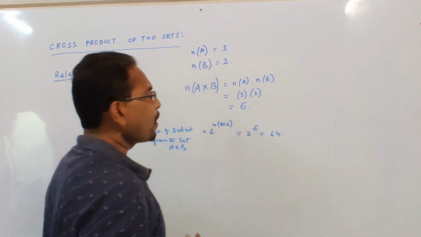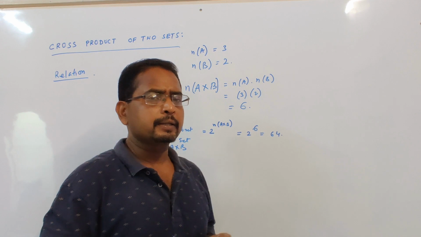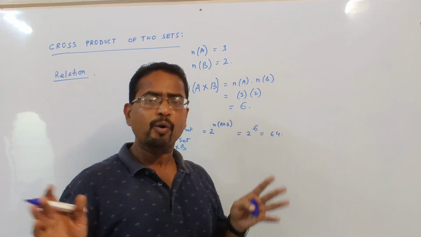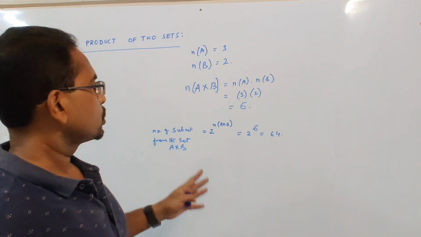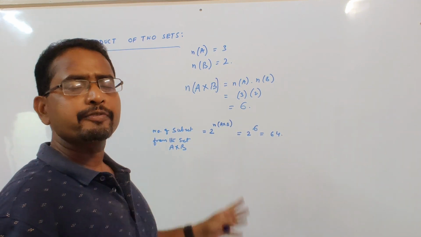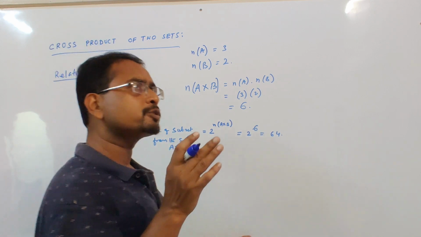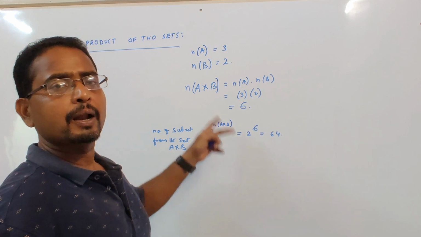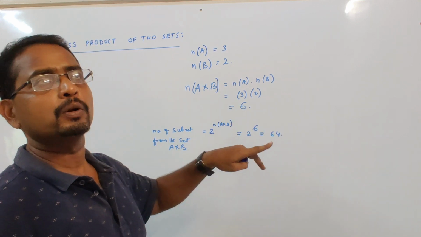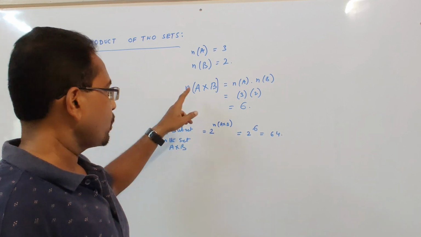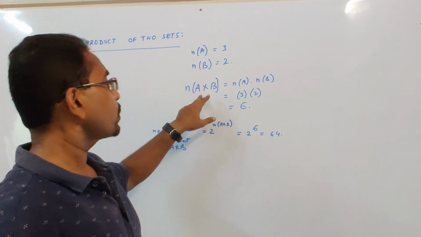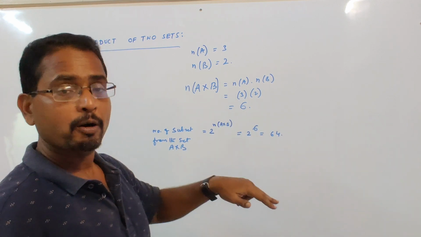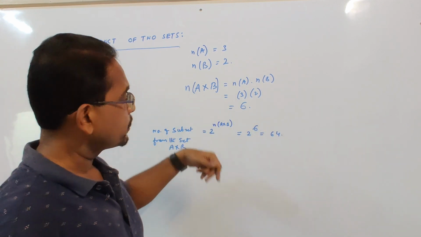That means from the set A cross B, 64 different subsets are possible. So to find how many different subsets are possible from the cross product of two sets, we just have to compute 2 to the power of the number of elements in that cross product. Here the number of elements in A cross B is 6, so the number of subsets possible will be 2 to the power of 6, and that is 64.